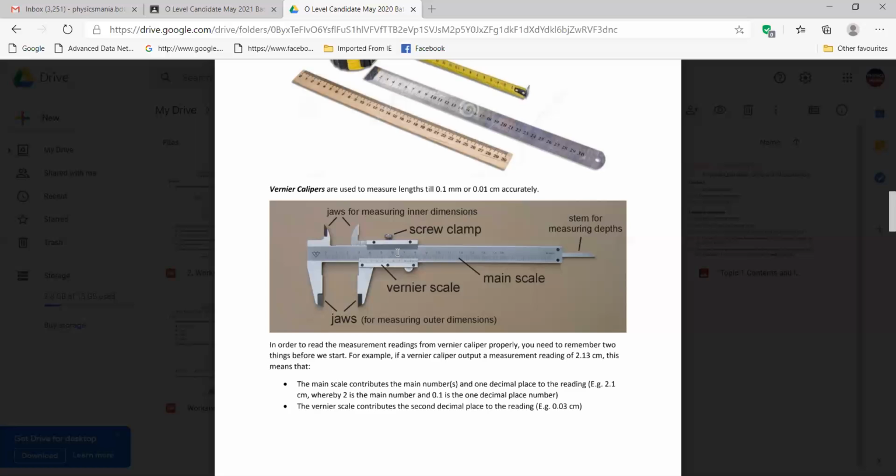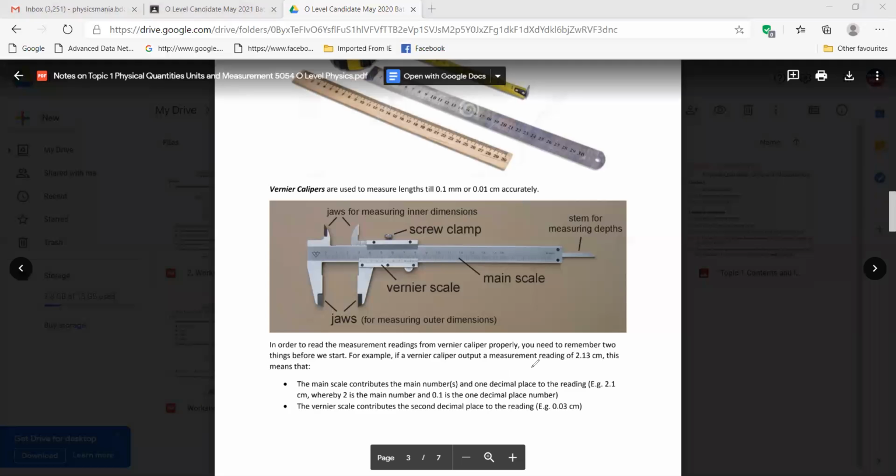Can you see the main scale reading? Hello, Abir? Abir? Hello, Abir? Are you getting me, Abir? Hello.